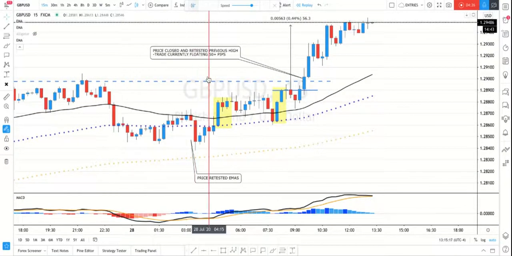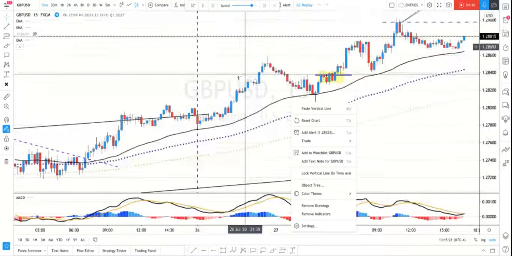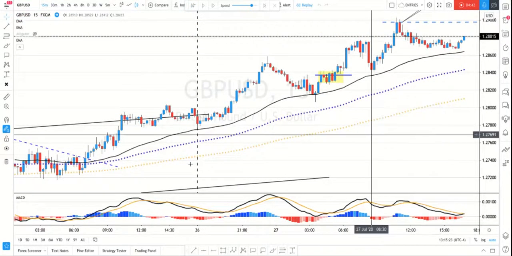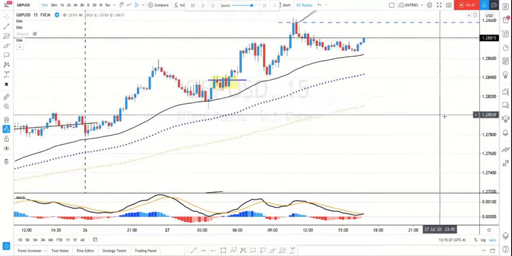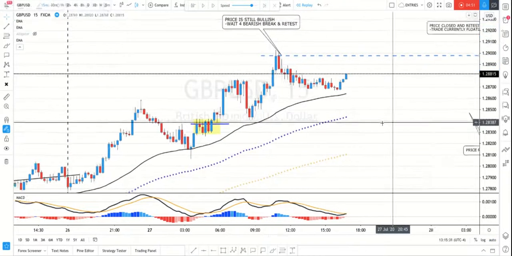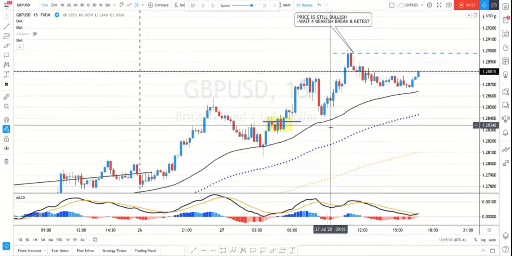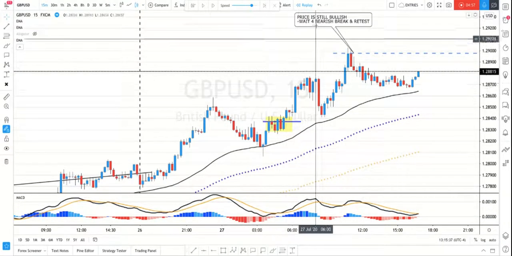British pound made a nice move this morning. We go back to the start of yesterday's open. Overall, in a bullish structure, okay? And as you can see from my note, price is still overall bullish, even though MACD is showing some bearish momentum in there.